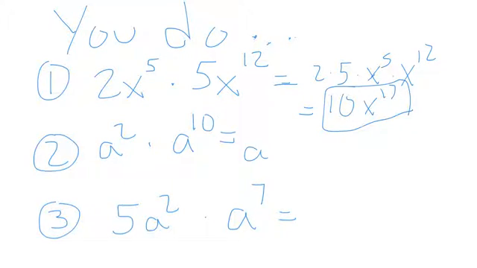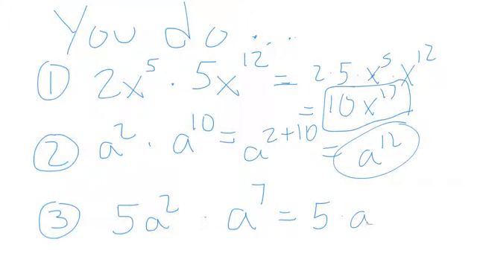Here we're going to add the exponents. You get a to the 2 plus 10, which is going to give you a to the 12th. Here you've got the 5, which is going to stay in front, times the a to the 2 plus 7. You could think about the 1 here and do 5 times 1, but that's still going to give you just 5. So you end up getting 5a to the 9th power, which is the final answer on that one.